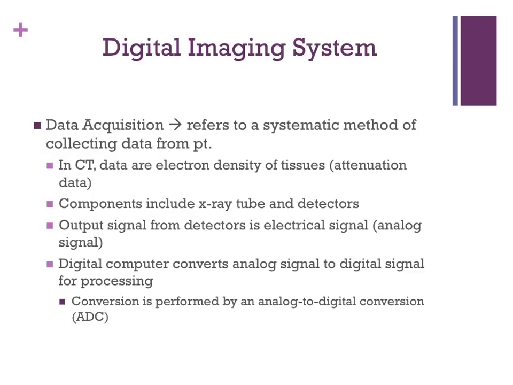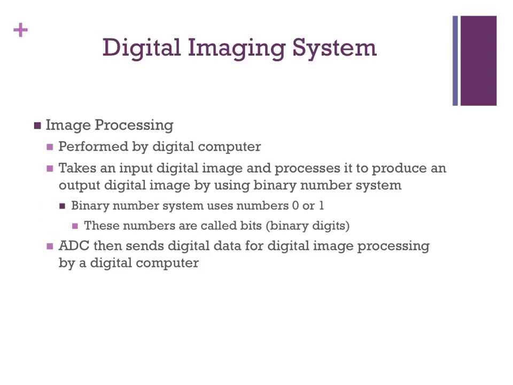The digital computer converts the analog signal to a digital signal for processing, and this conversion is performed by the analog to digital conversion, or the ADC. The image processing part is performed by the digital computer, and it takes an input digital image and processes it to produce an output digital image by using the binary number system. The binary number system uses numbers that are zeros or ones, and these numbers are called bits, or binary digits. The ADC then sends the digital data for the digital image processing by a digital computer.